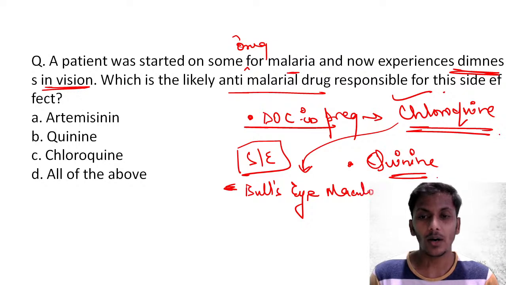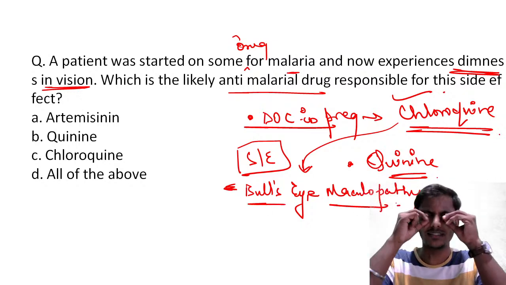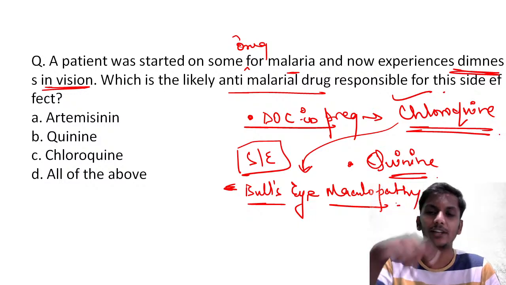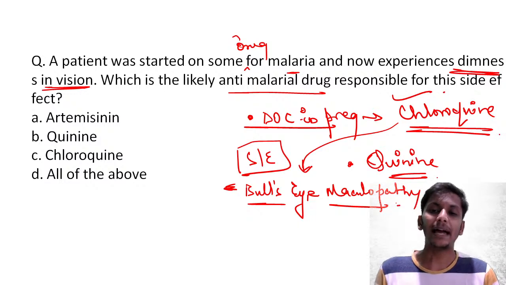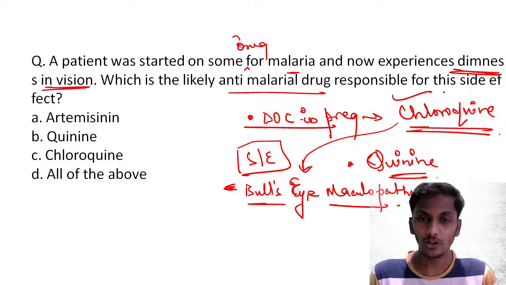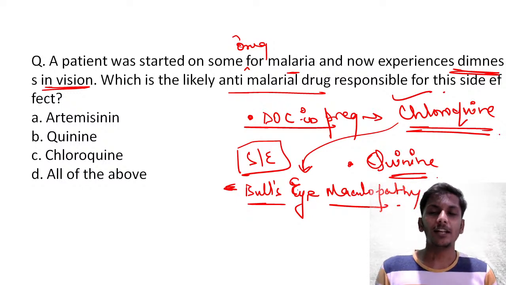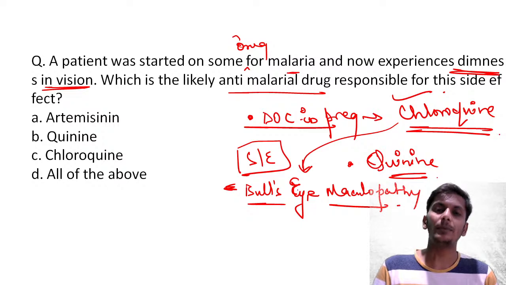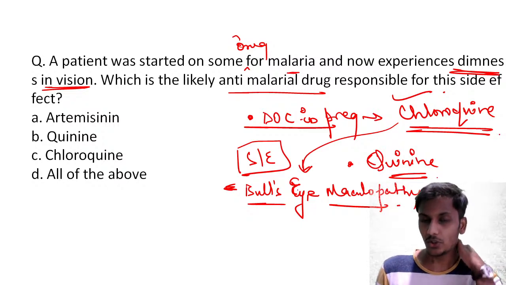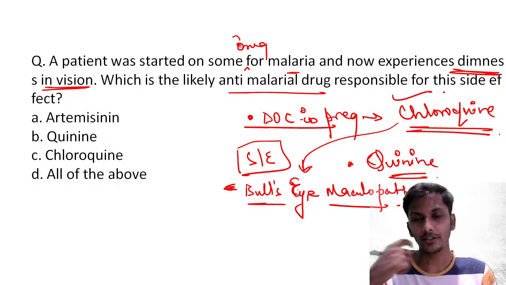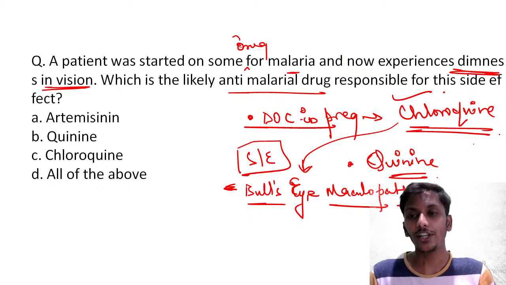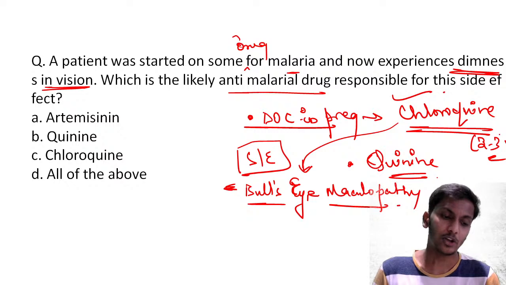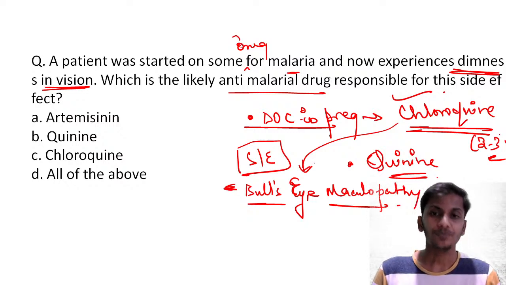Please remember what happens. There is bullseye maculopathy. The macula is affected. The central vision is gone. You see a scotoma. Bullseye maculopathy causes dimness of vision. It starts from dimness of vision and progresses further to bullseye maculopathy. It develops only on prolonged usage of chloroquine for almost 2 to 3 years. Remember that.